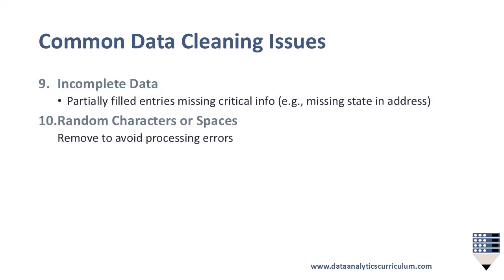Incomplete data is slightly different. It's when part of a record is filled in, but key details are missing. For example, an address that has a city and zip code, but no state. That makes the data less useful and can lead to confusion during analysis. Finally, watch for random characters or extra spaces. Something as small as a trailing space after a word can cause your software to treat two otherwise identical values as different. Always trim white space and remove stray symbols before moving on.